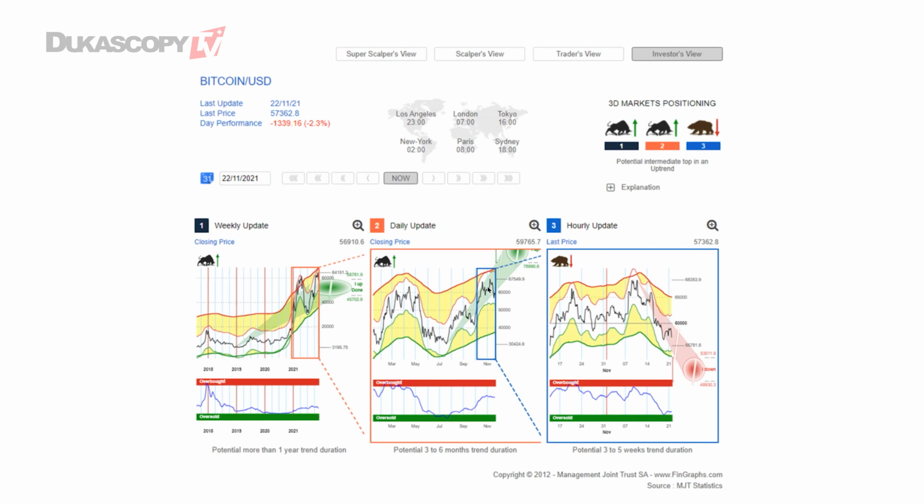Here, the daily graph shows us that it can make it up to early next year, while the hourly graph is currently in a correction, which doesn't seem quite over yet and may extend over the next week or so.